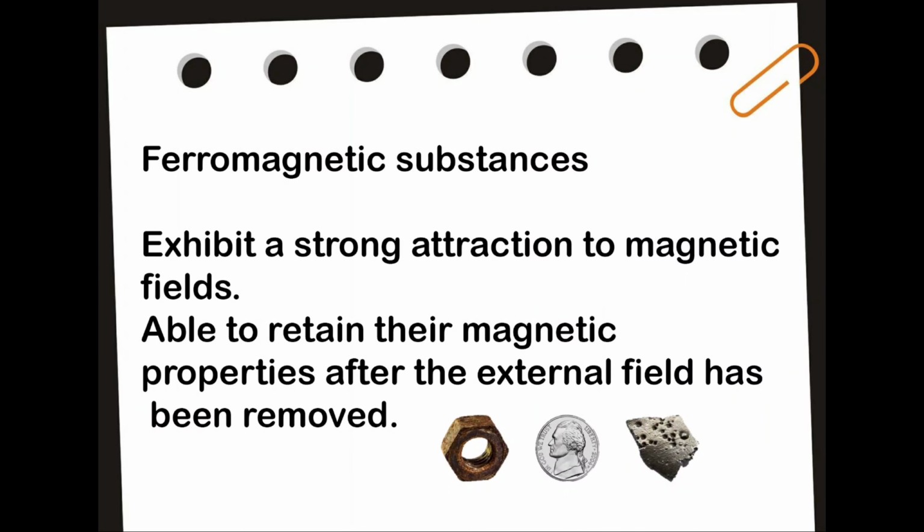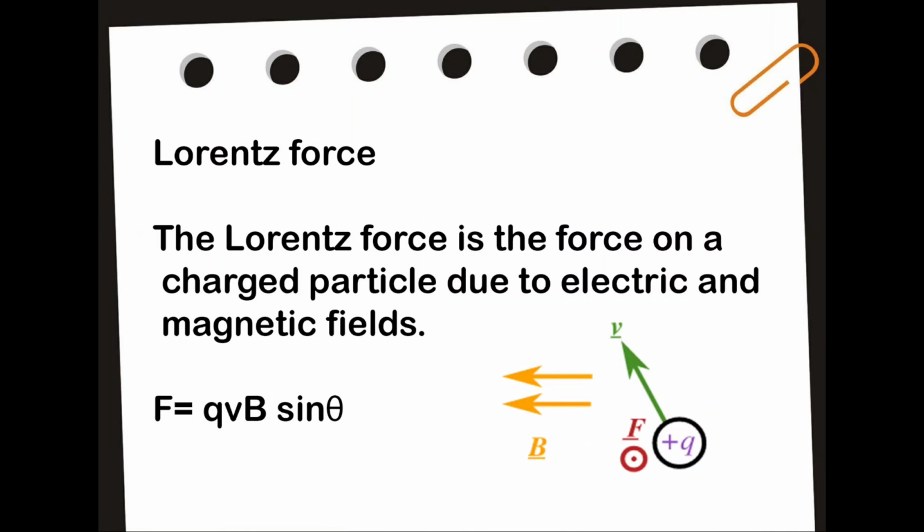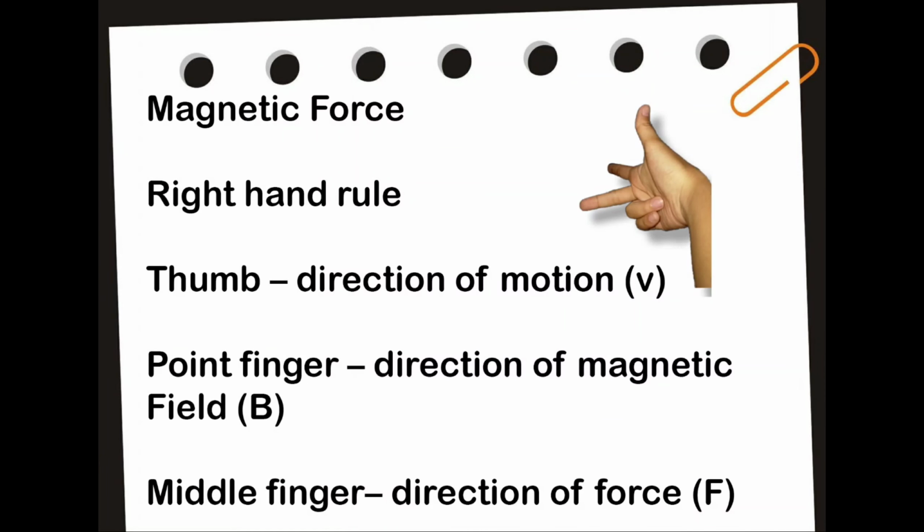Ferromagnetic substances exhibit a strong attraction to magnetic fields and are able to retain their magnetic properties after the external field has been removed. Lorentz force. The Lorentz force is the force on a charged particle due to electric and magnetic fields. Magnetic force. Right-hand rule. The thumb is the direction of the motion, pointing finger, direction of magnetic field, and the middle finger is the direction of force.